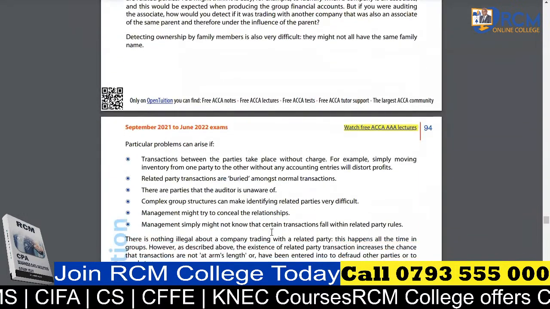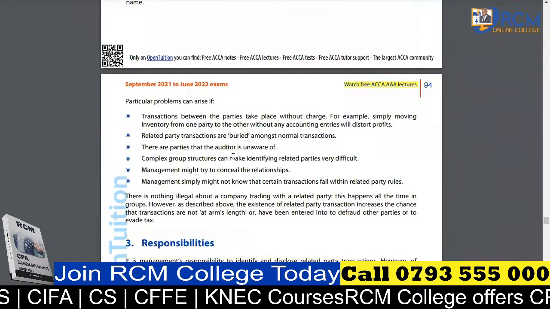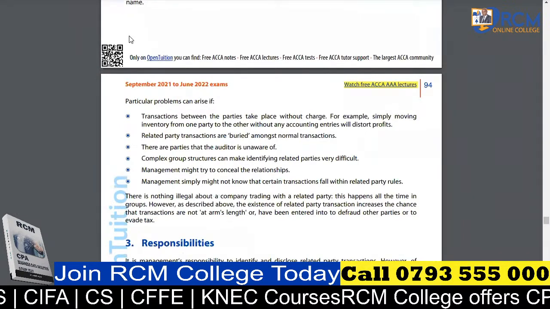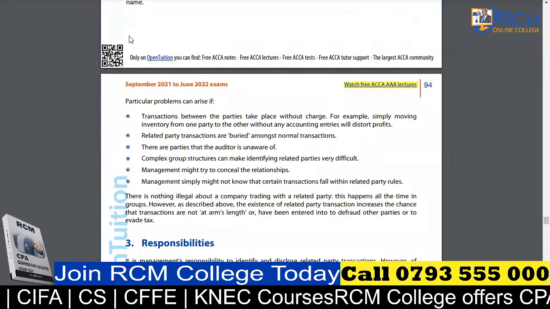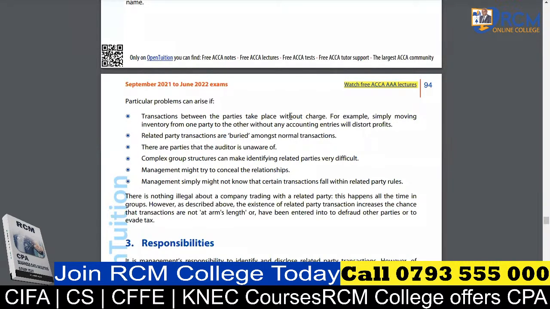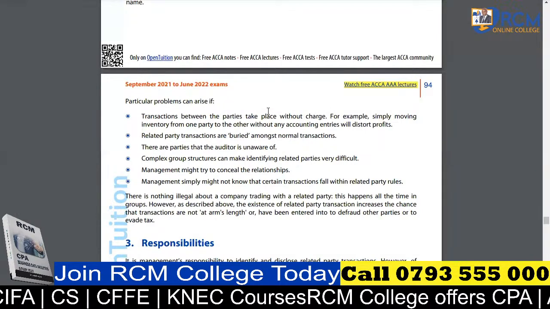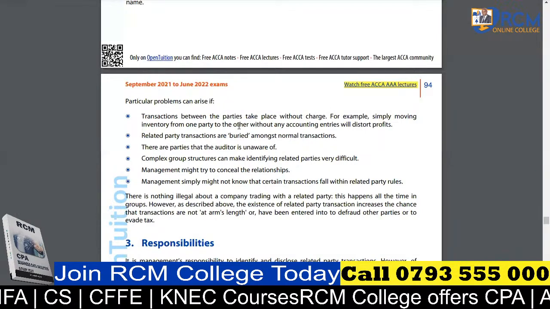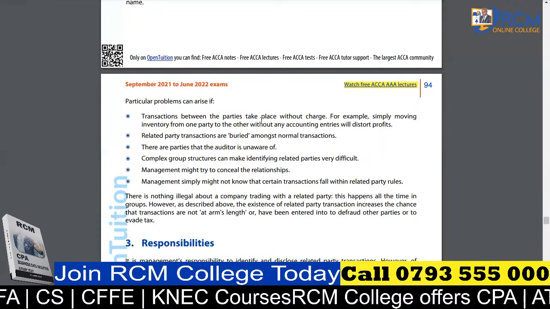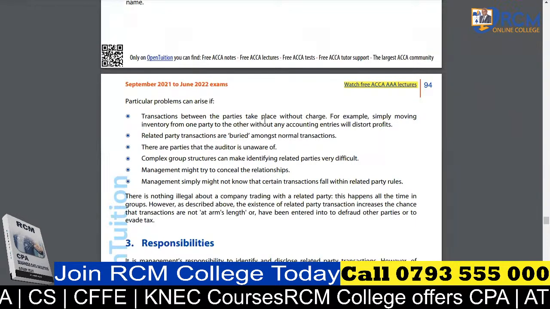Particular problems can arise if the transactions between the related parties take place without charge. You are being given things for free. For example, simply moving inventory from one party to the other without any accounting entries will distort profits.